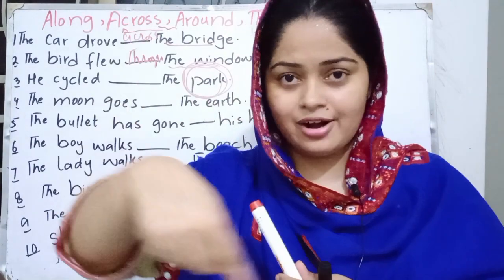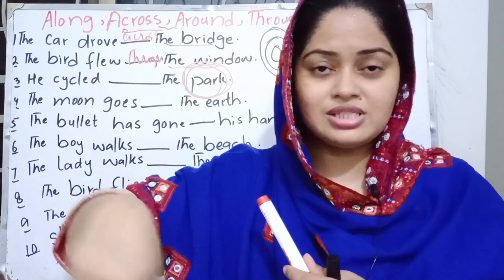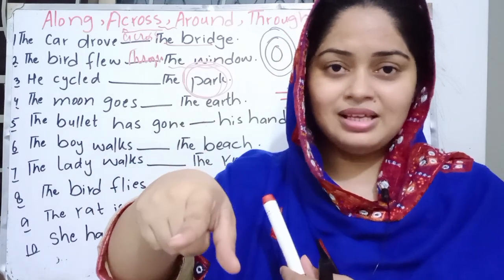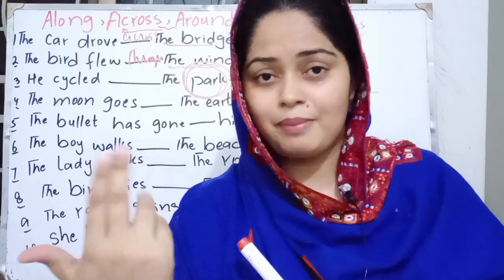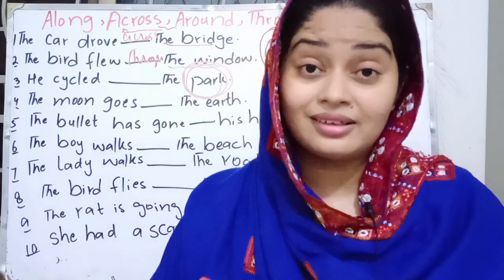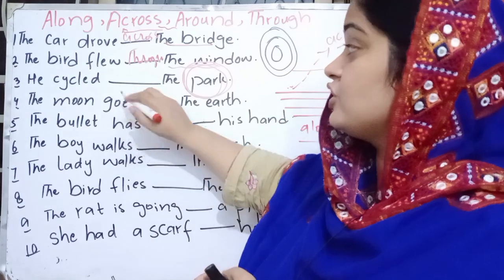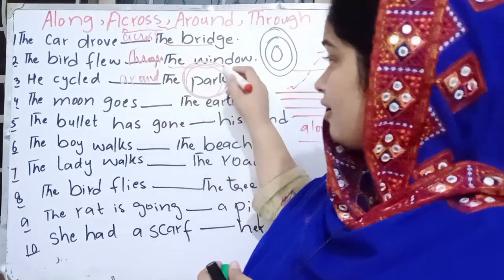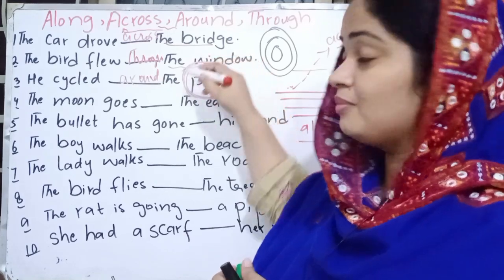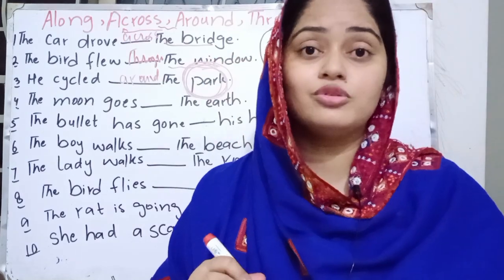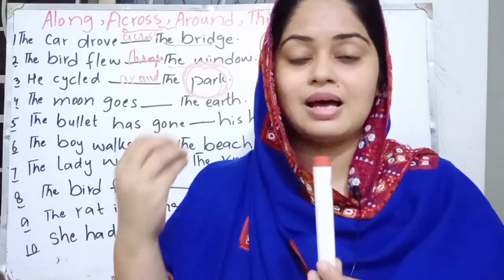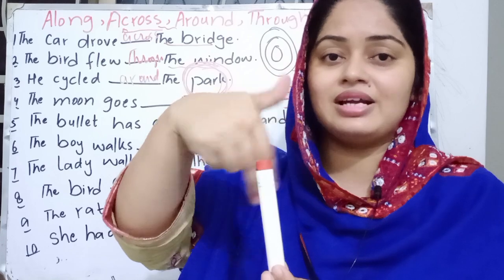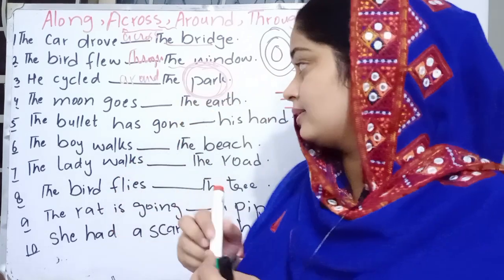Because he was cycling around the park, he was circling the park. This movement is around the park. So the correct preposition is: he cycled around the park. Around means circular movement. When something is circling or surrounding something else, this movement is called around movement.